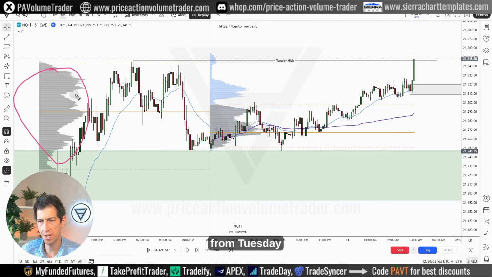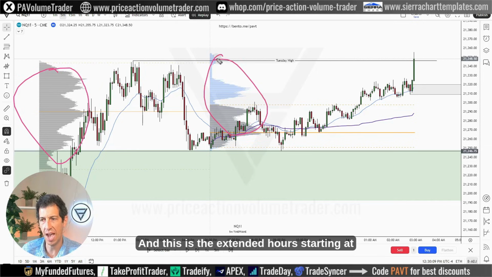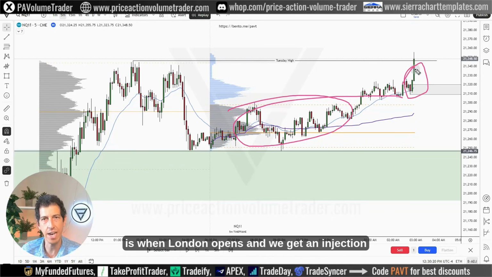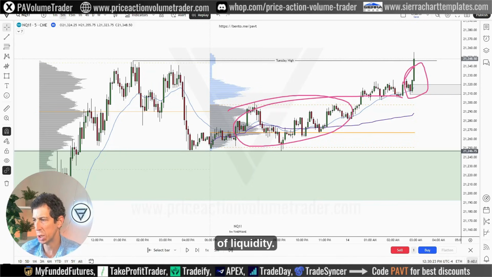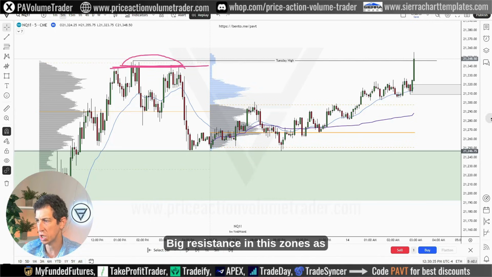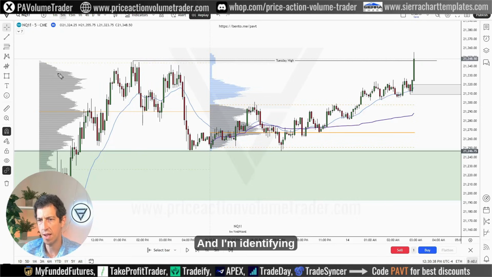So we have regular trading hours from Tuesday afternoon, and this is the extended hours starting at 6 p.m. on Tuesday going into Wednesday. Everything that you see here is the Asia session, and then right here at 3 a.m. is when London opens and we get an injection of liquidity. We have highs from Tuesday's regular market hour session, big resistance in this zone, as you can see right here, and I'm identifying all these nicely defined high volume nodes.